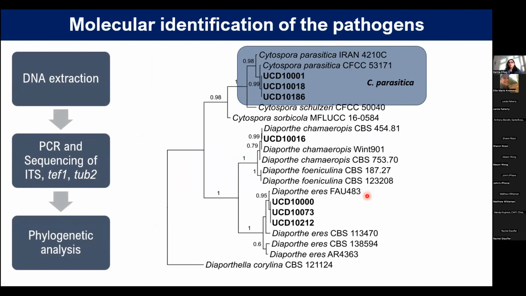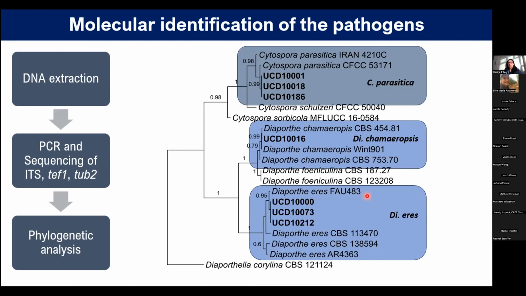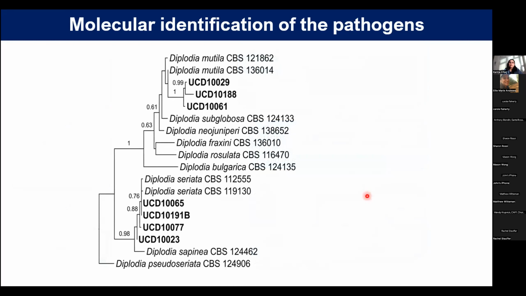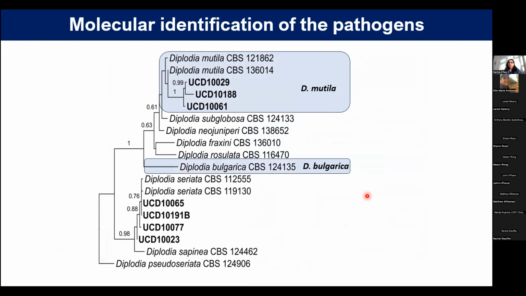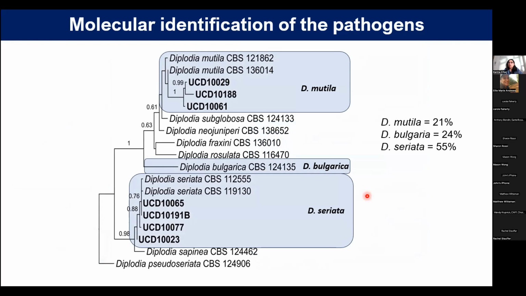From Cytospora, we found Cytospora parasitica. From Diaporthe, we found Diaporthe kamtschatica and also Diaporthe eres. And from Diplodia, we found three different species: Diplodia mutila, Diplodia bulgarica, and Diplodia seriata. Of all of them, Diplodia seriata was the most prevalent, followed by bulgarica and mutila. However, Diplodia bulgarica was only found in Sonoma County.